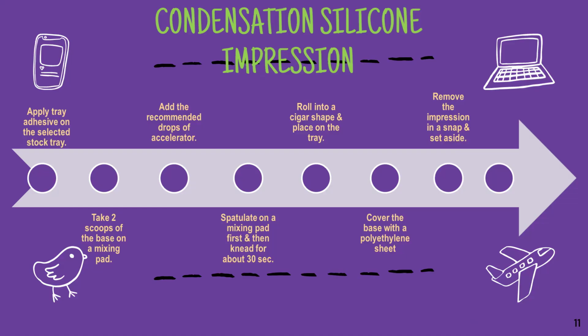Roll the material into a cigar shape and place it on the tray. Cover the base with a polyethylene sheet. Place it in the patient's mouth. Remove the impression in a snap and set aside.